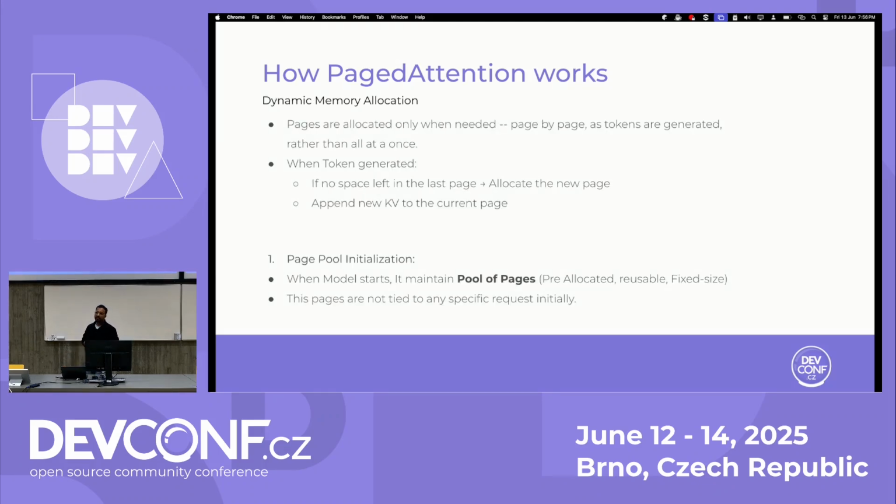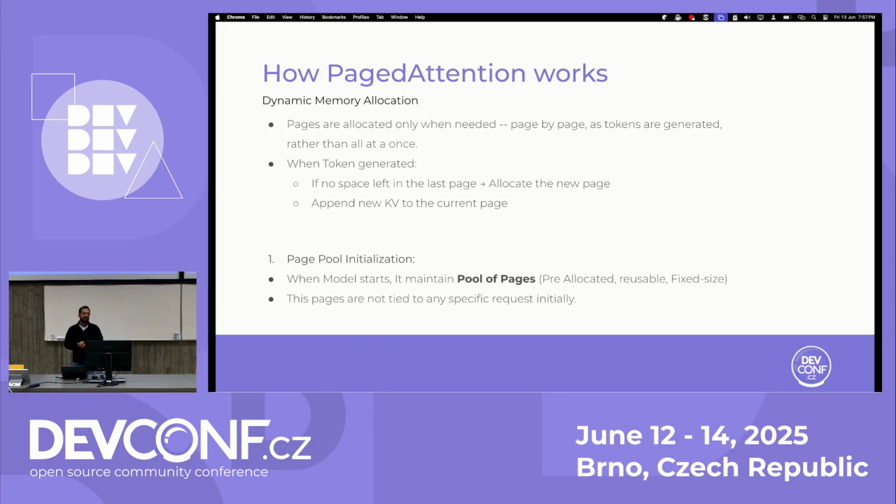In PagedAttention, one feature is dynamic memory allocation. If we have one request which has n tokens, what will the system do? If there is a requirement, only then will the system assign the pages. There is a pool of pages, and from that pool it will grab some pages and add the tokens there. If there is no space left in the last page, it will assign a new page and append the key value pair to that next page.